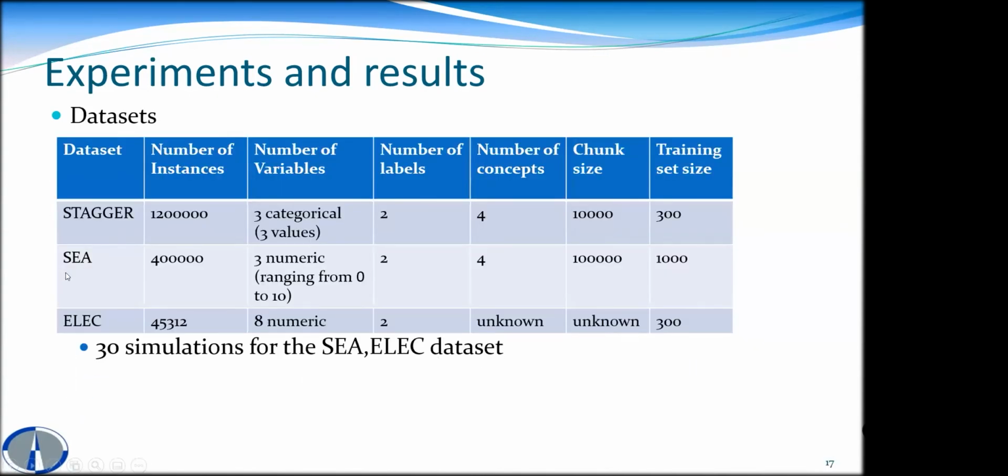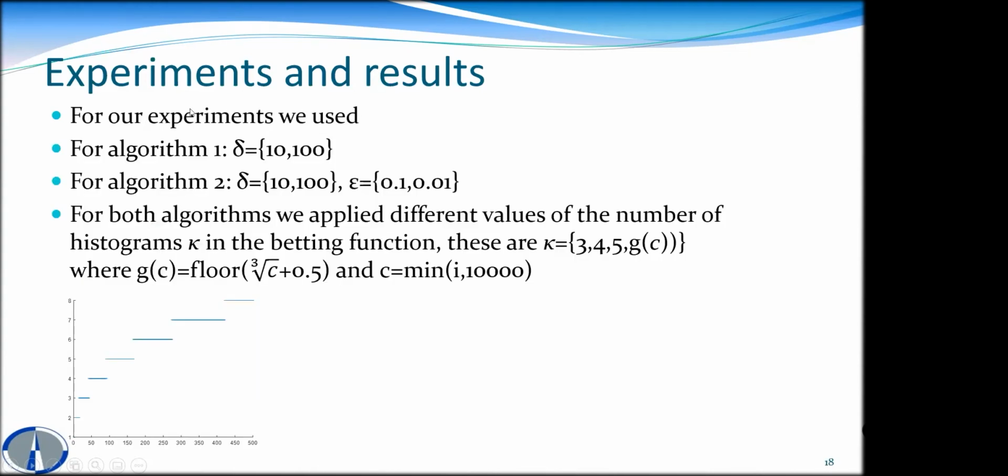For the first two datasets we have performed 30 simulations, while for the electricity dataset only one, because we have a big number of instances. For the experiments we use for algorithm one, delta 10 and 100. Algorithm one is the inductive conformal martingale. Algorithm two is the modified martingale with delta equal to 10 or 100 and epsilon equal to 0.1 or 0.01.